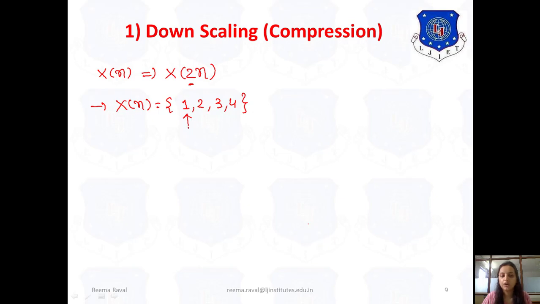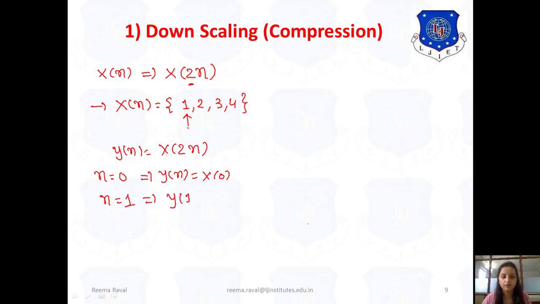And if in an example the arrow is not given to you, by default you should consider it at the first position only, or as the first value only. Okay. Now, for example, y of n equals the given function x of 2n. Alright. So at n equals 0, what will I get? y of 0 equals x of 0, right? Okay. Then at n equals 1, what will I get? I will get y of 1 equals x of 2, right? We are placing the value of n in this function so that we get the value of y of n, right? Here this is y of 0, okay?